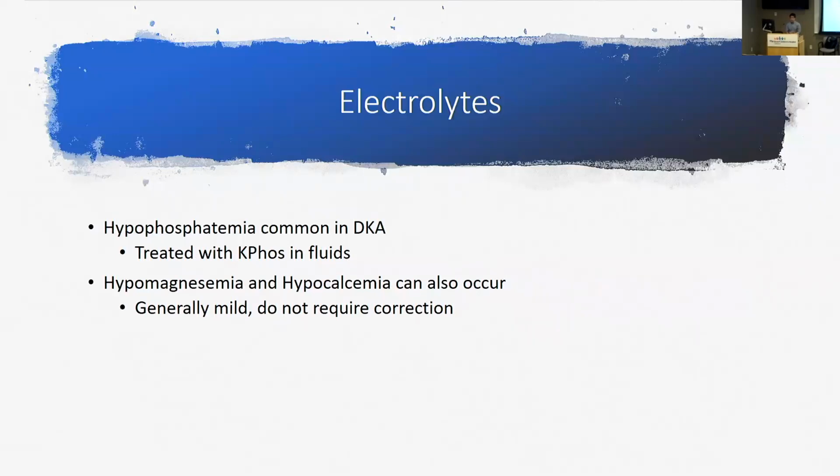Hypophosphatemia is also common in DKA, and that's why part of the potassium repletion is KPhos in addition to the KCl. You also can see hypomagnesemia and hypocalcemia in the setting of DKA, but almost always these tend to be very mild and don't warrant any specific treatment.